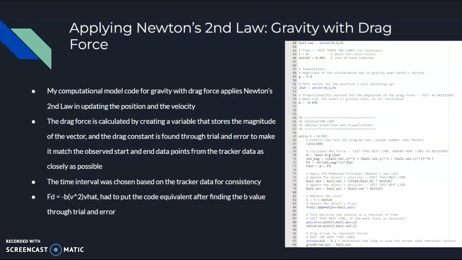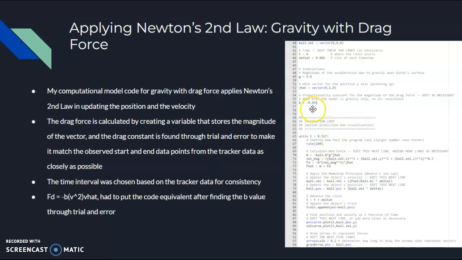So, applying Newton's second law, gravity with drag force. This one's a little bit more complicated. My computational model code for gravity with drag force applies Newton's second law, and I'm updating the position and the velocity. The drag force is calculated by creating a variable that stores the magnitude of the vector. So that's here. I used vel_mag, standing for velocity magnitude. And then the drag constant, which is b, is found through trial and error to make it match the observed start and end data points from the tracker data as closely as possible.